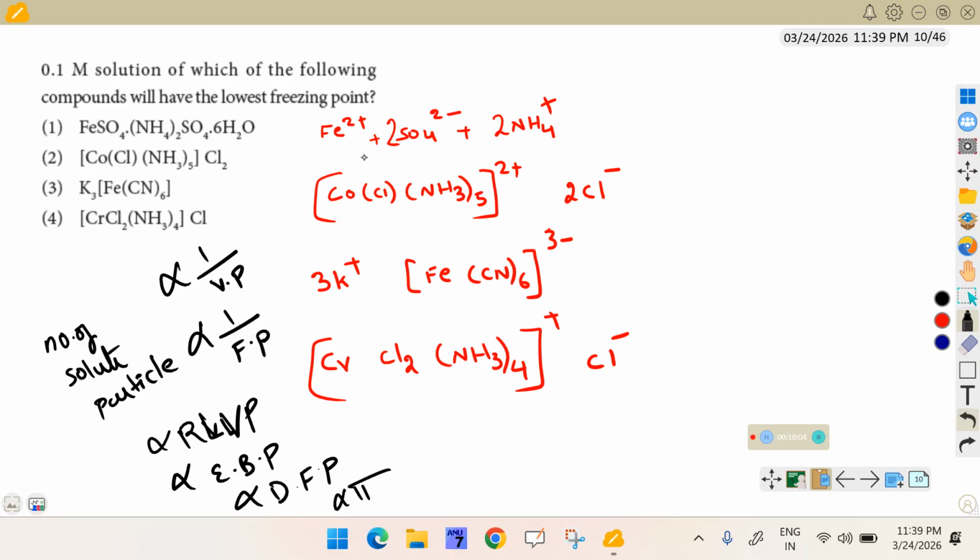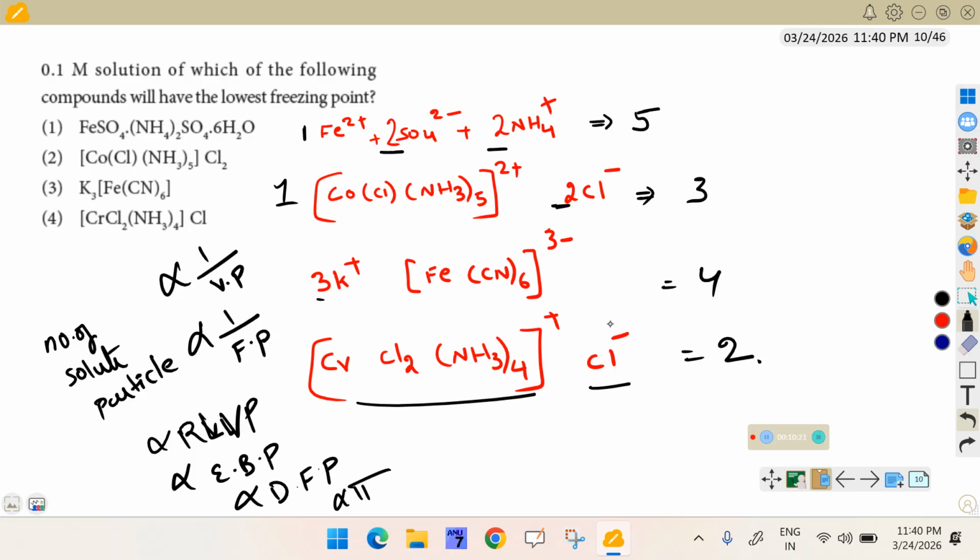Now the given compound is dissociated into ions. Here total number of ions 5. 2 plus 2 plus 1, 5 ions. Here total number of ions 3. Here 4. Here 1 cation, 1 anion, 2. If the number of ions increases, then freezing point value decreases.